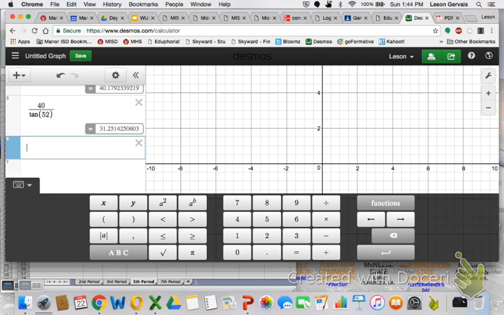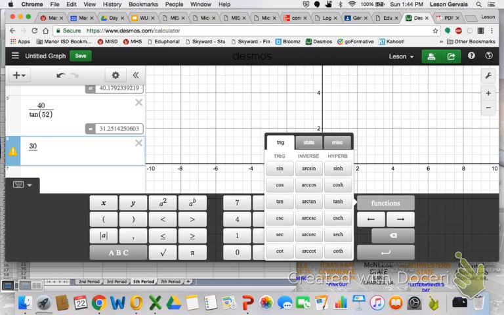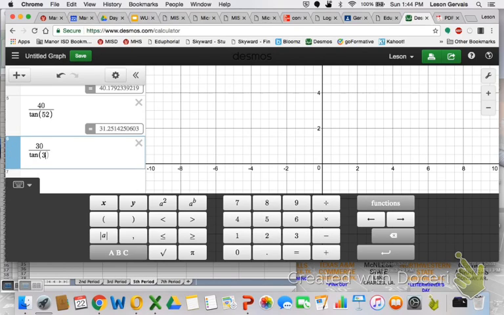Okay, so here we are on Desmos. 30 divided by tangent, so functions tangent 34. Looks like 44.4. So again, that would round down. So 44 feet away from her landing spot.